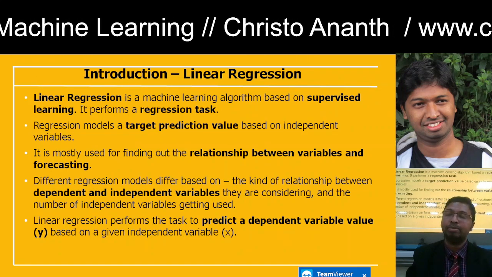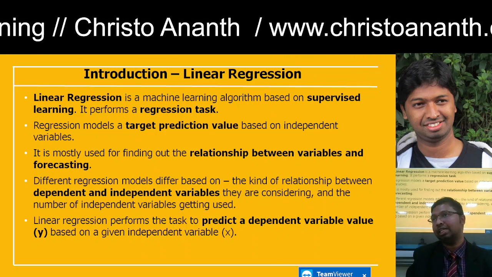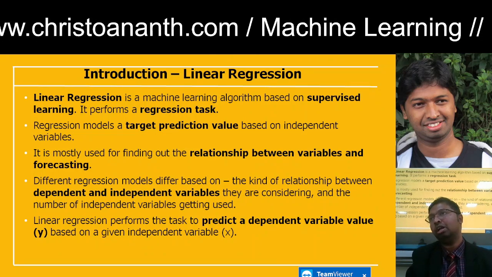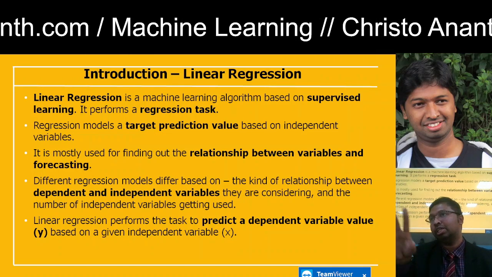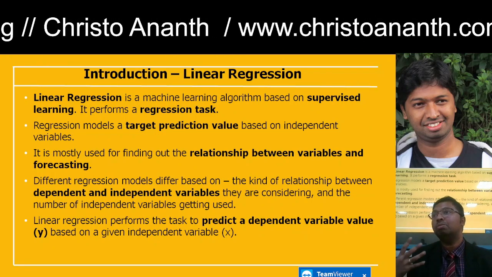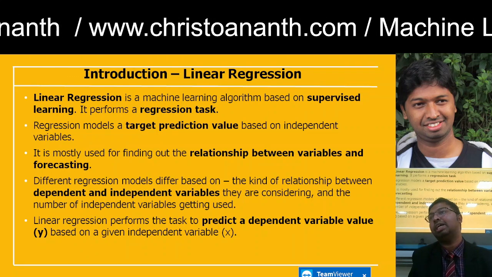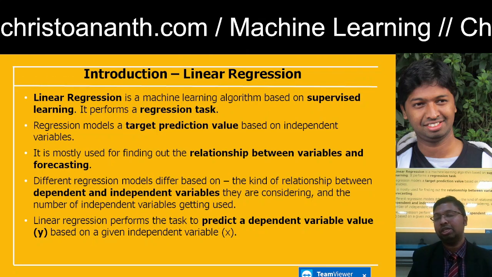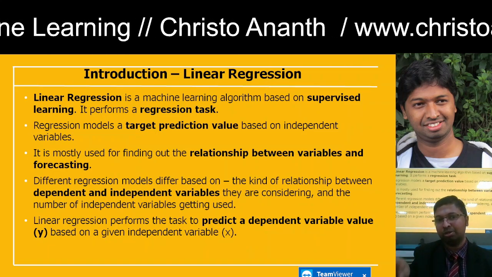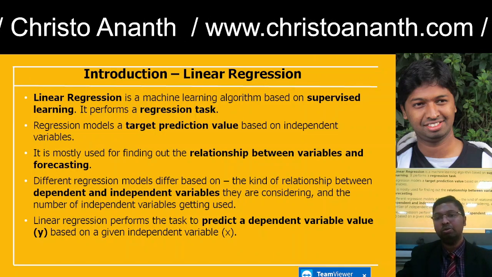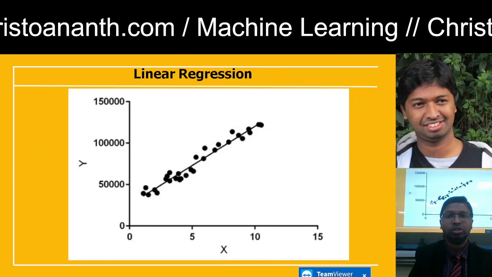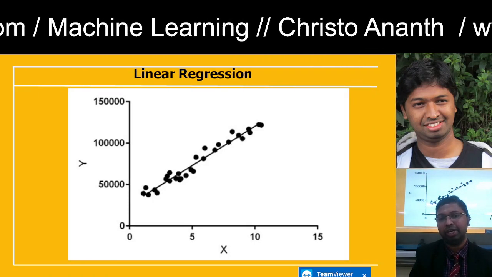So here there are two types of variables. One is the dependent variable and the other is the independent variable. Our regression models focus on understanding the relationship between the dependent and independent variables, and we will use the independent variables to better analyze the regression technique. Linear regression is all about predicting a dependent variable, that is y, based on an independent variable, which is x. So dependent based on independent. This is linear regression with respect to x and y.